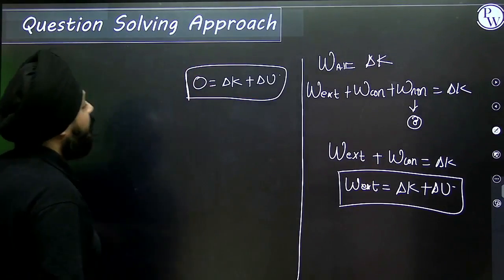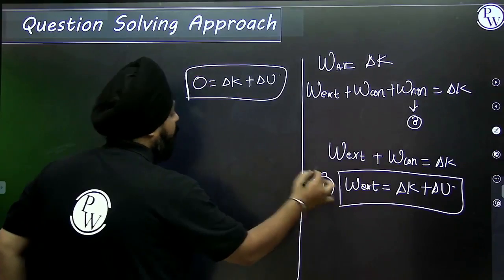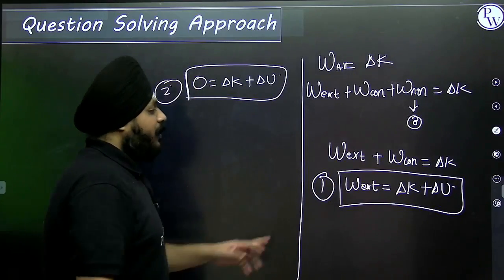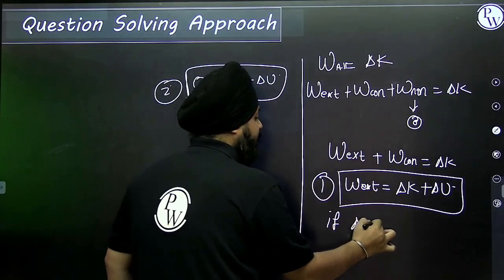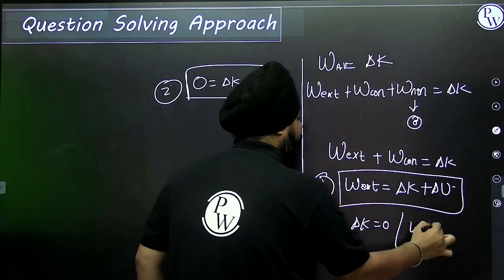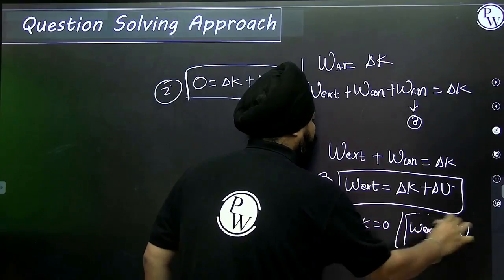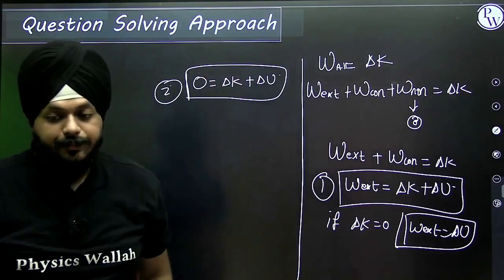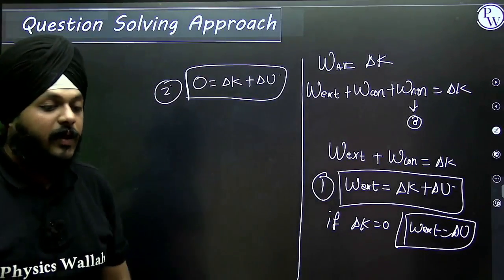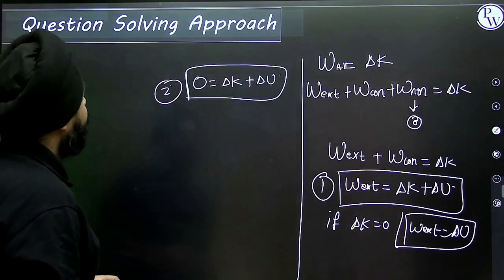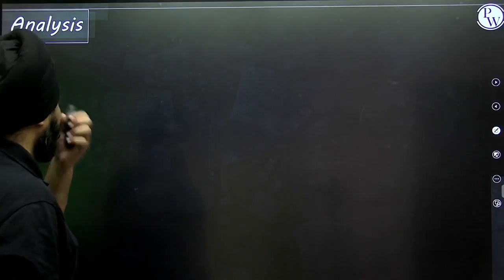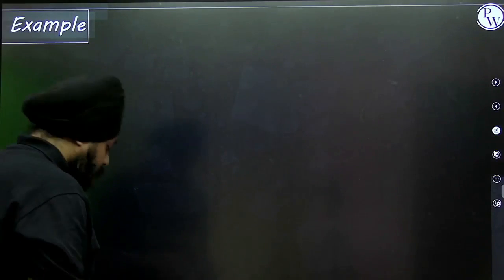This is the work energy approach. This is the question solving approach. Only 2 equations we are going to use. The first equation we already used: if delta K is equivalent to 0, the work done by the external agent is always equivalent to delta U. These are the question solving approaches.